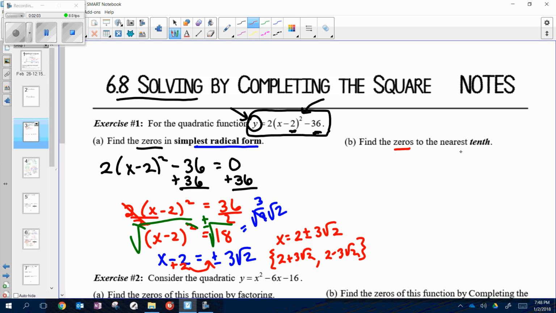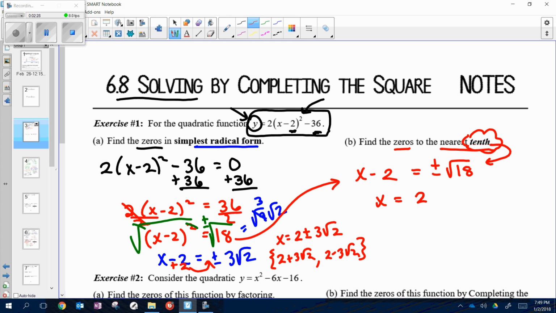If it says find the zeros to the nearest tenth, you're going to have to use your calculator. So when I had this step, I'm going back to here: x minus 2 equals plus or minus radical 18. Since I'm going to hit my calculator to get this decimal answer, I'm not going to bother simplifying the radical. I'm going to enter it as 2 plus rad 18 and get my decimal, and 2 minus rad 18 to get my decimal. That way I won't make a mistake simplifying the radical, and I can just go to my calculator.